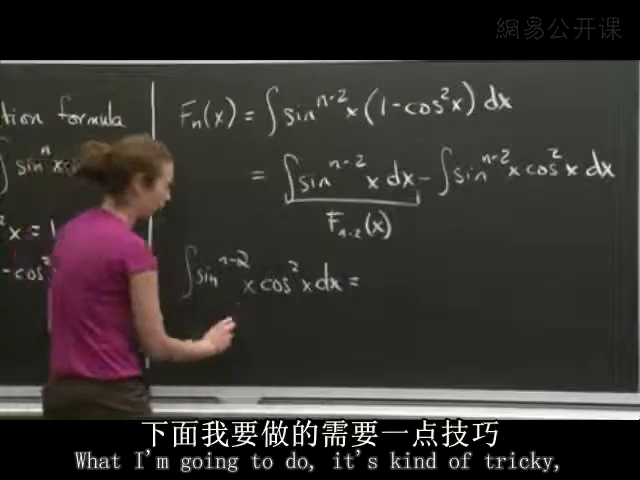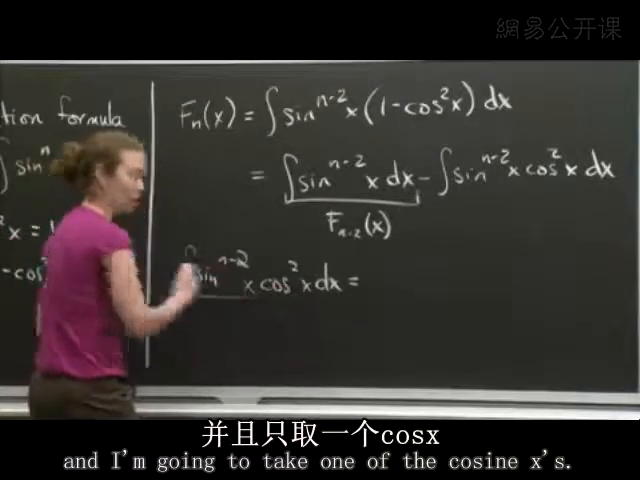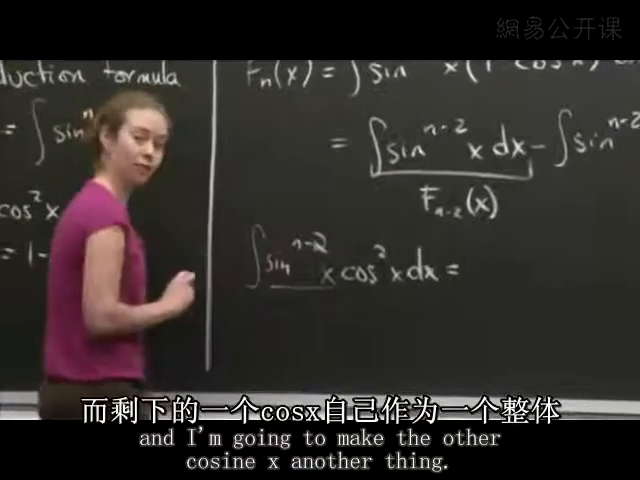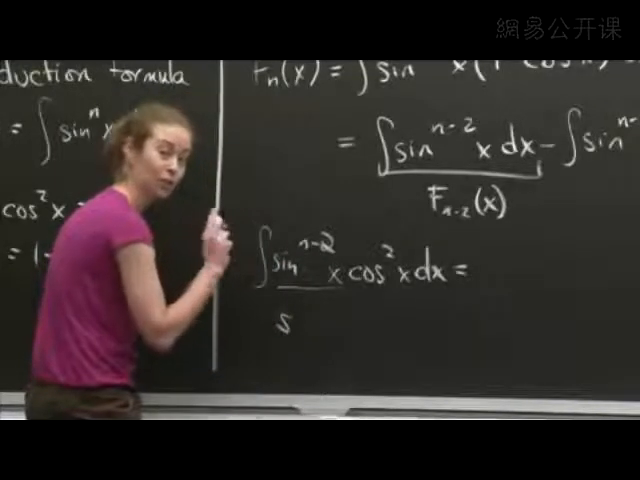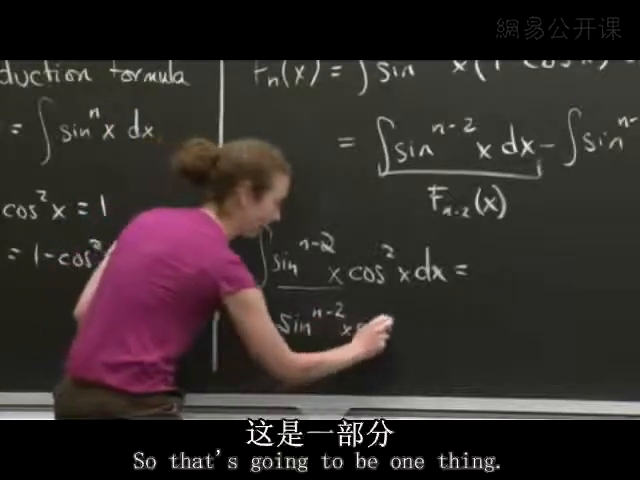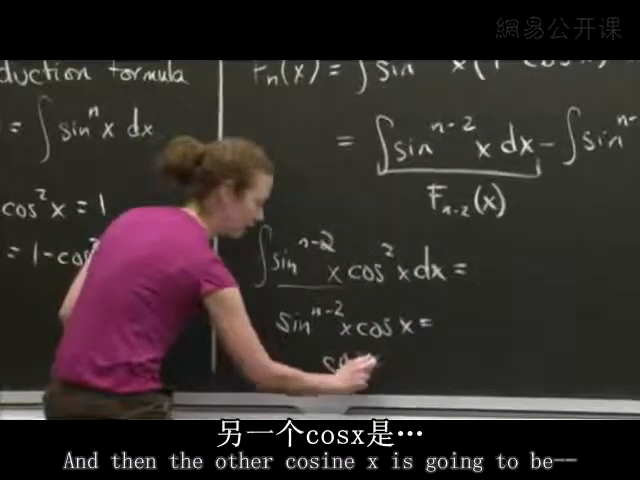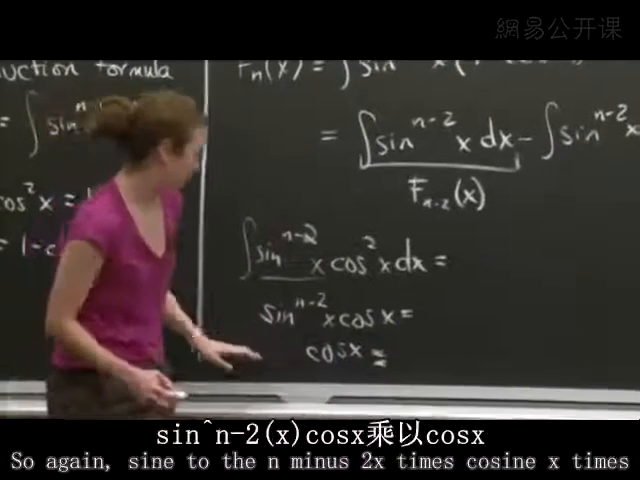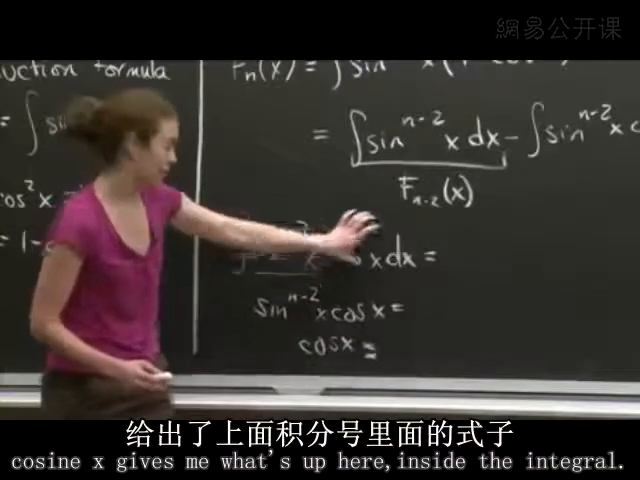What I'm going to do is kind of tricky. I'm going to take all of the sine x's, and one of the cosine x's, and make that one thing. And I'm going to make the other cosine x another thing. I'm going to write them down first, and then we'll figure out which is a good u and which is a good v prime. So that's going to be one thing. And then the other cosine x is going to be, does that look like an equal sign? Equals. It's going to be the other thing. So again, sine to the n minus 2 x times cosine x gives me what's up here inside the integral.